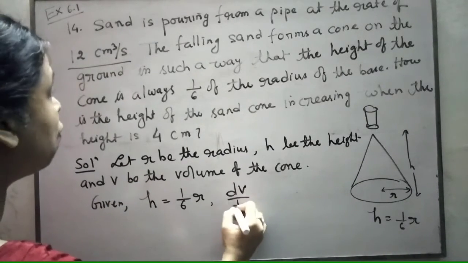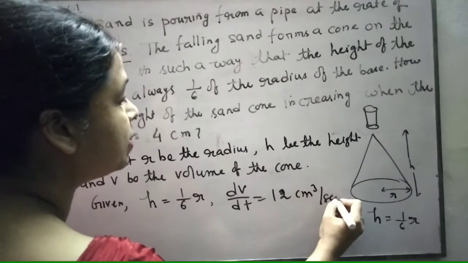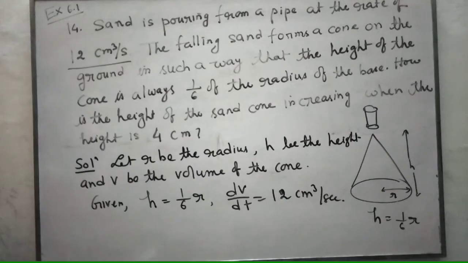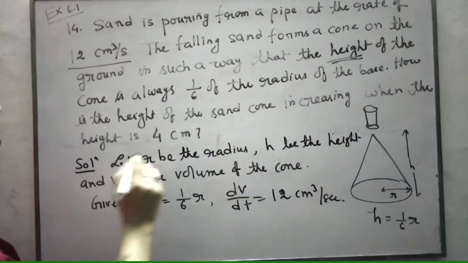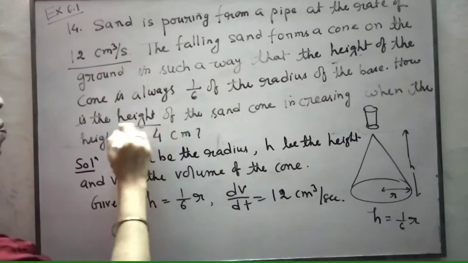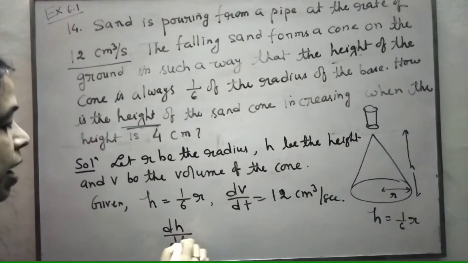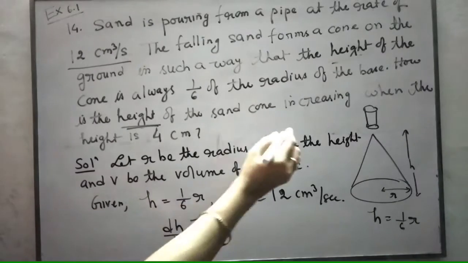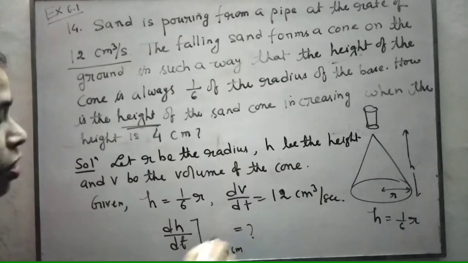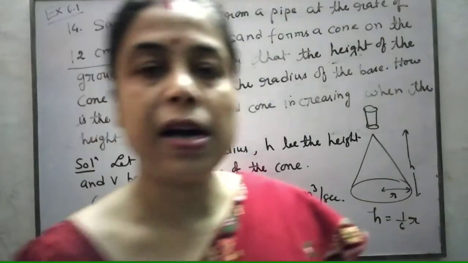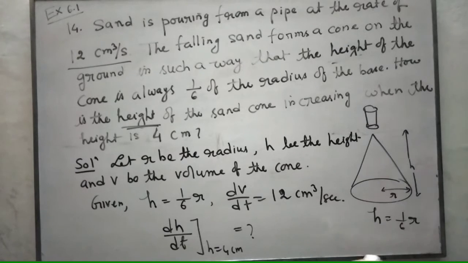Also the rate of change of volume with respect to time is given as 12 cm cube per second. This is also given. Our aim is to get the change of height, how fast the height of the cone is increasing. That means the rate of change of height we have to get at the instant when the height is 4 centimeter. This is your question. Okay. First, I have considered the symbols. Then what is given in the question, those things I have written here.